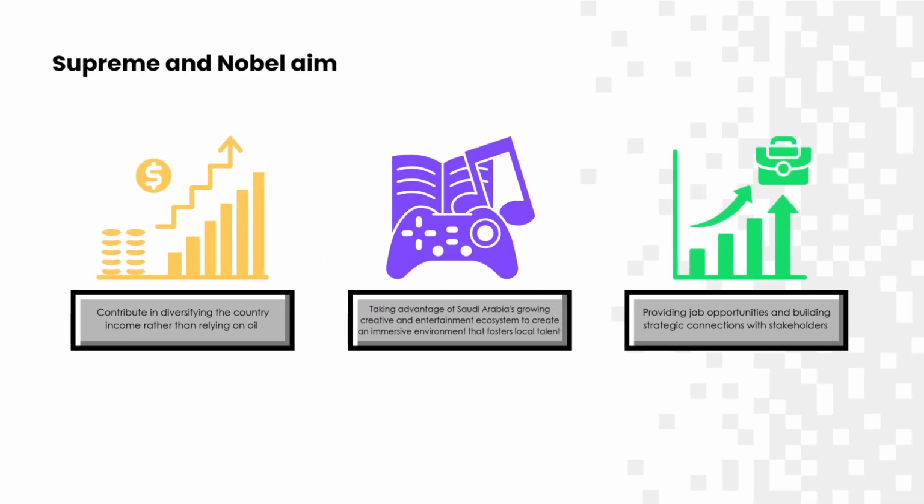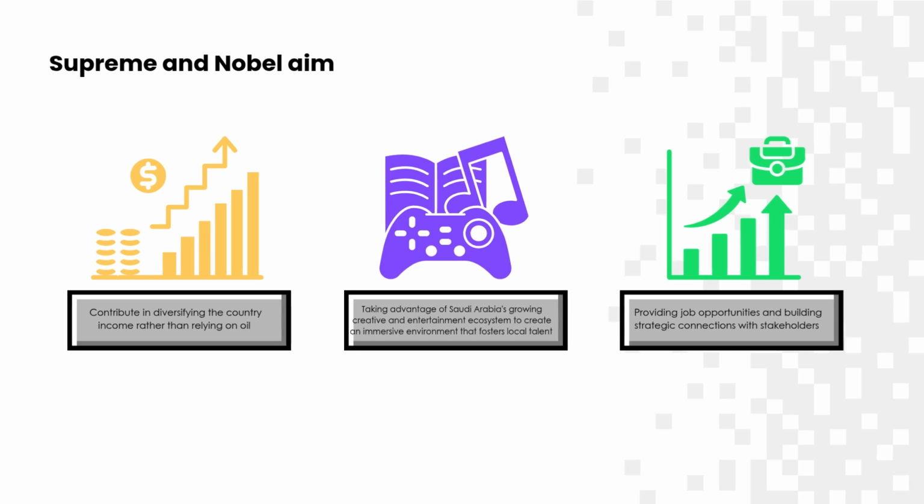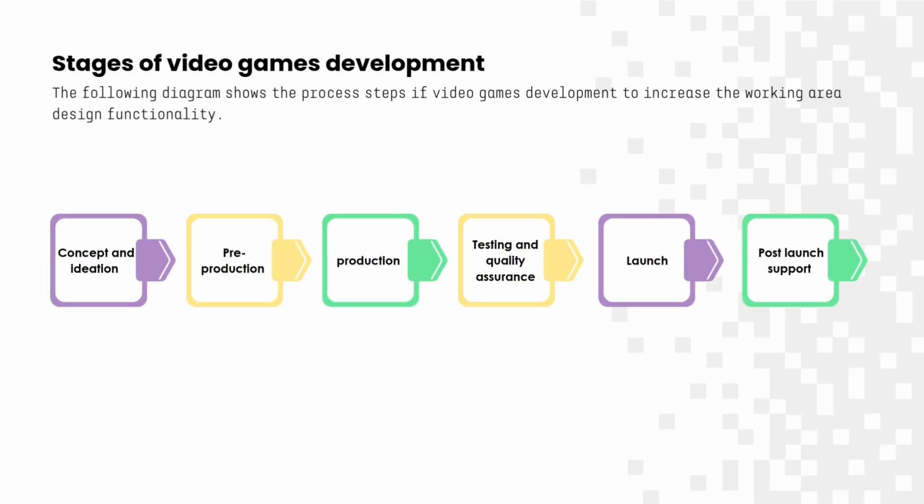The project aims to diversify the country's income, take advantage of the growing esports field in Saudi Arabia, provide job opportunities, and foster the local talent. The following video game development stages diagram helped organize the workspace in the project.